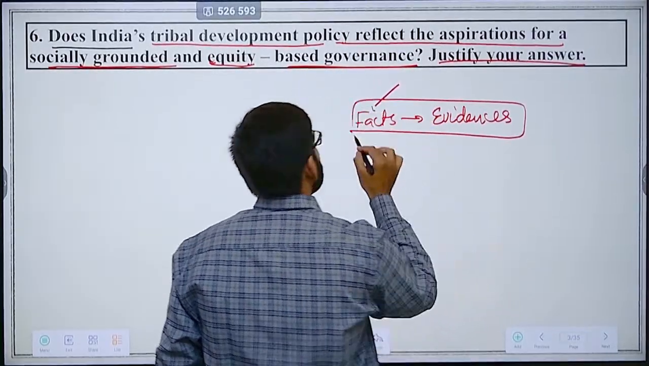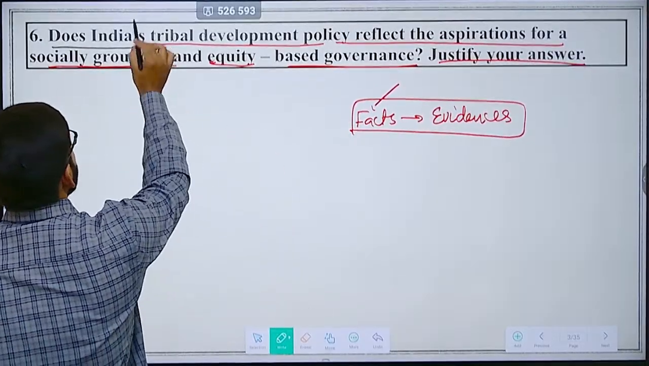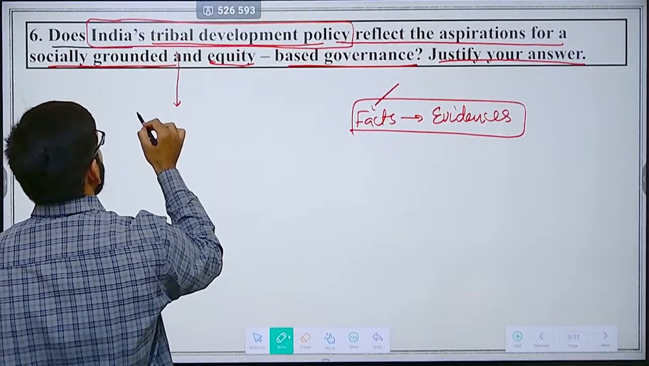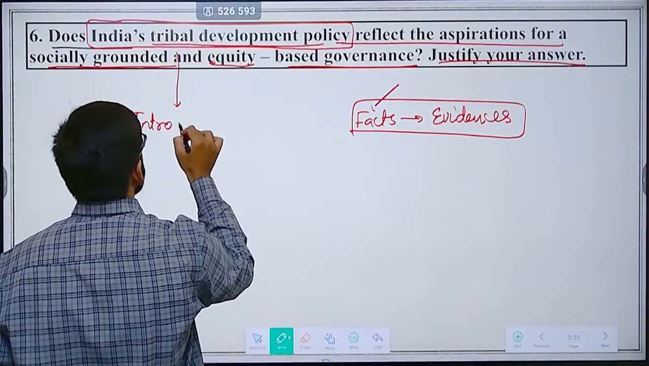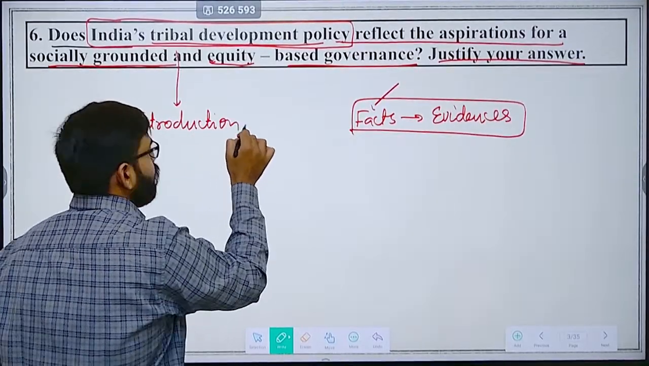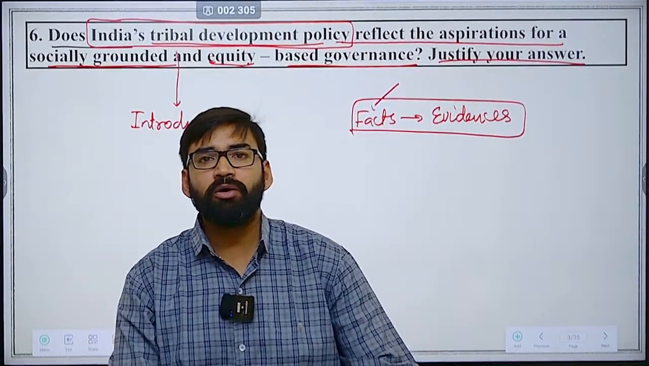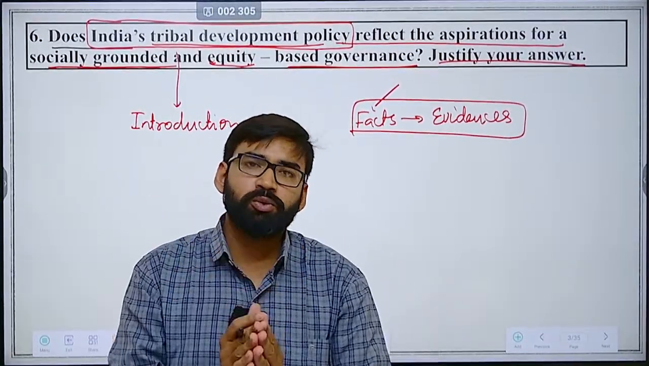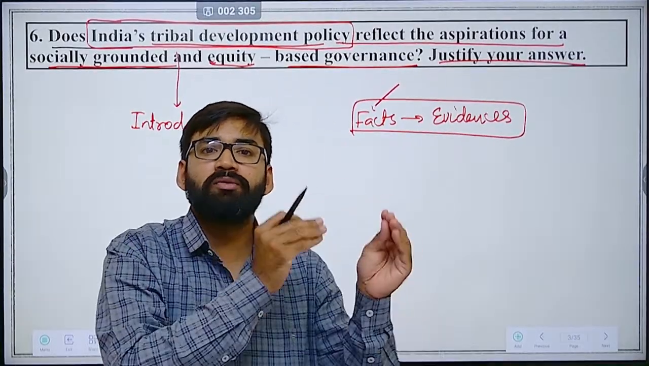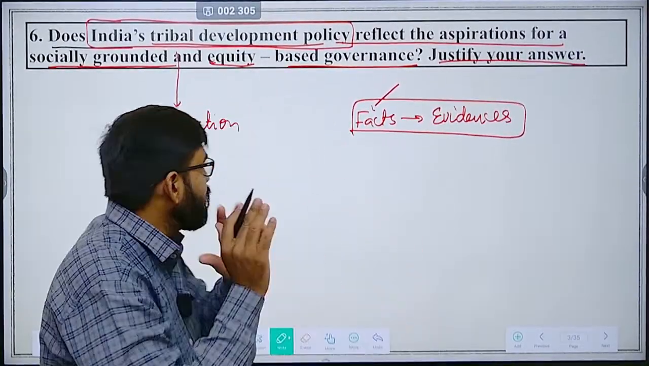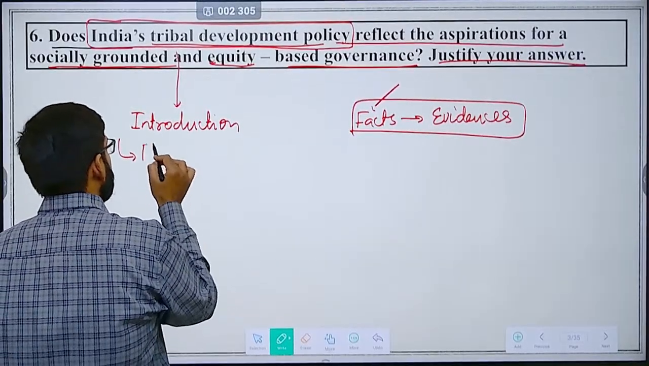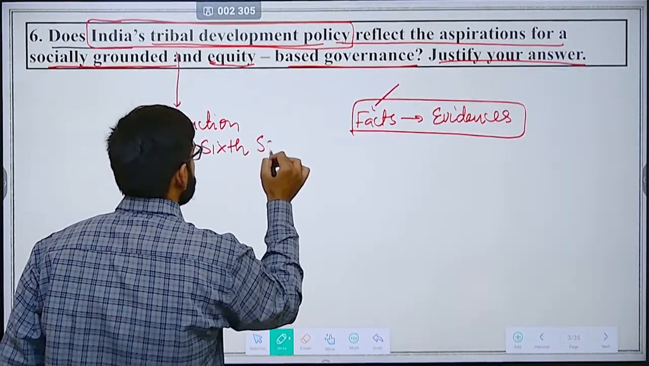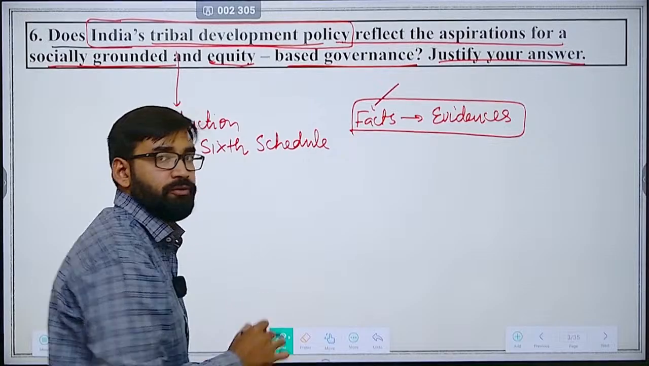Now first we will see the keywords. What is the keyword here? India's tribal development policy. Now first of all, your introduction. What can you write in the introduction? Your introduction should have some constitutional provisions. What are the constitutional safeguards related to tribal development? The first important thing you can mention is the 5th and 6th schedule.